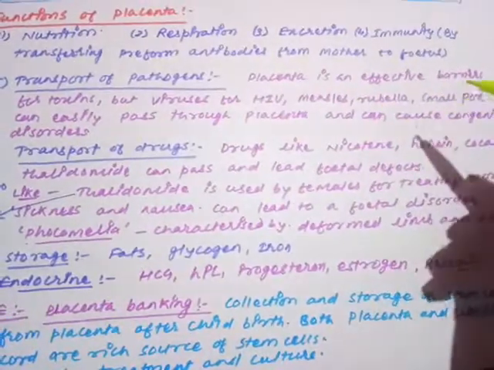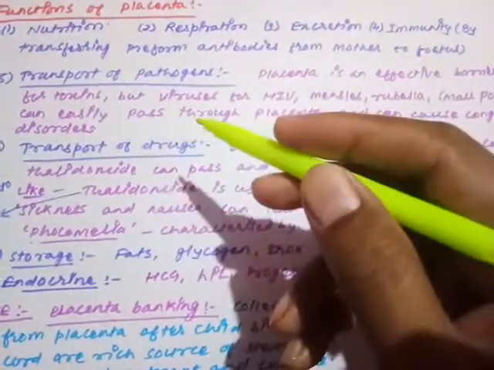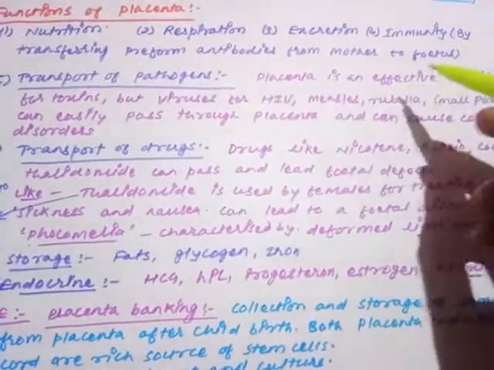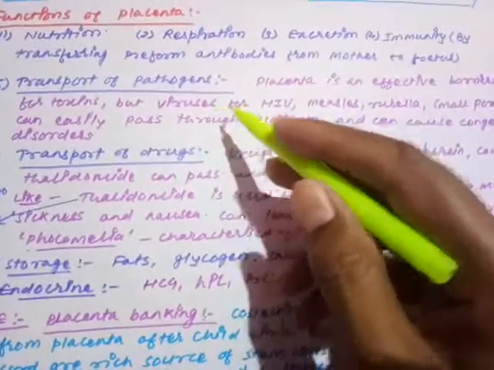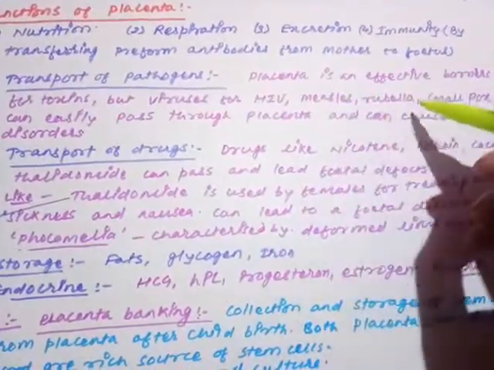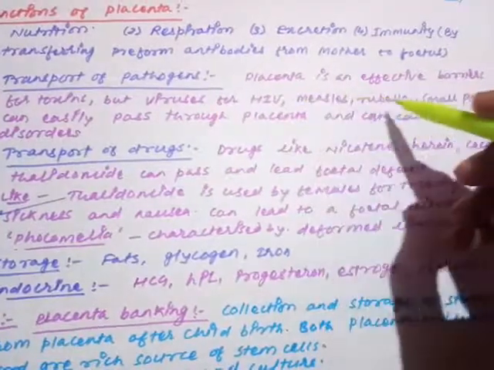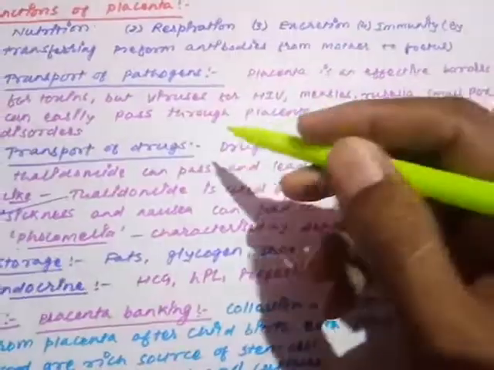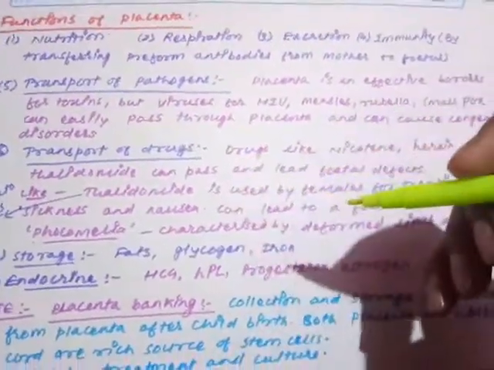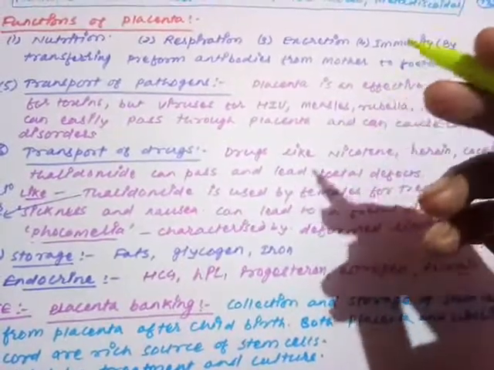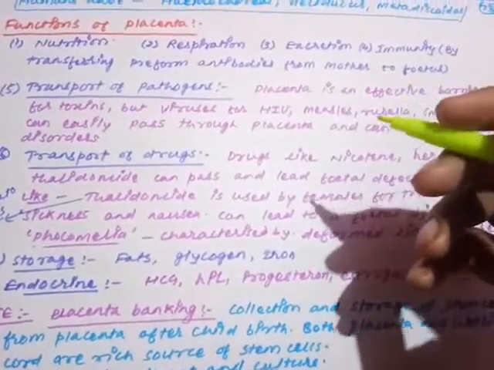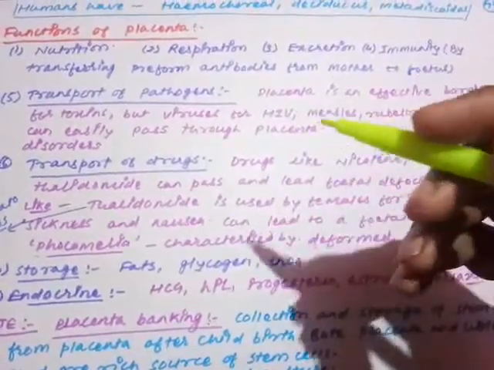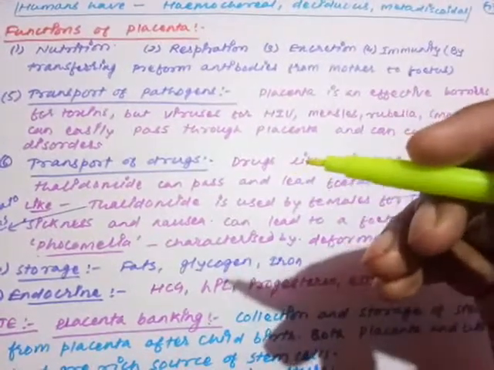Placenta is an effective barrier for the toxins like the nicotine, but viruses, HIV, measles, rubella, smallpox can easily pass through the placenta and can cause the congenital disorder. Means what? The placenta can work as an effective barrier for the toxins like histamine, nicotine, etc. But it cannot check out the entry of many of the viruses like that.